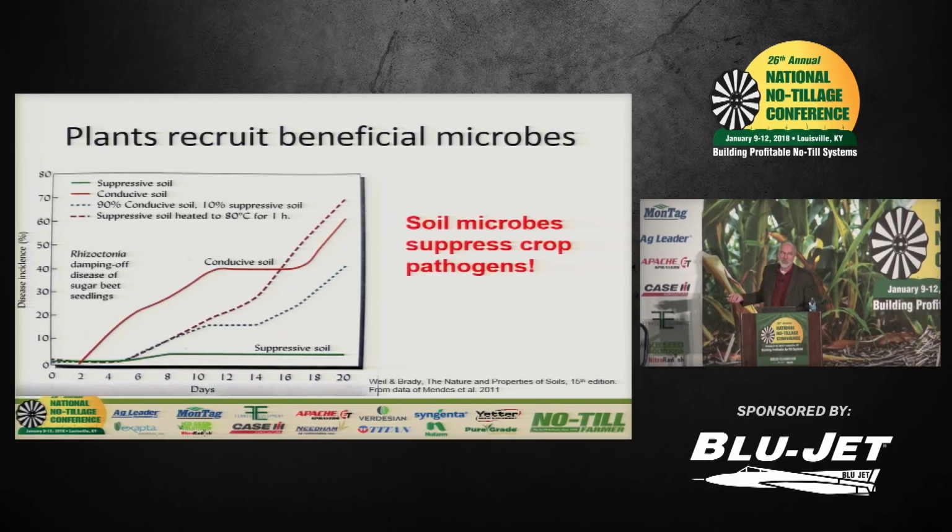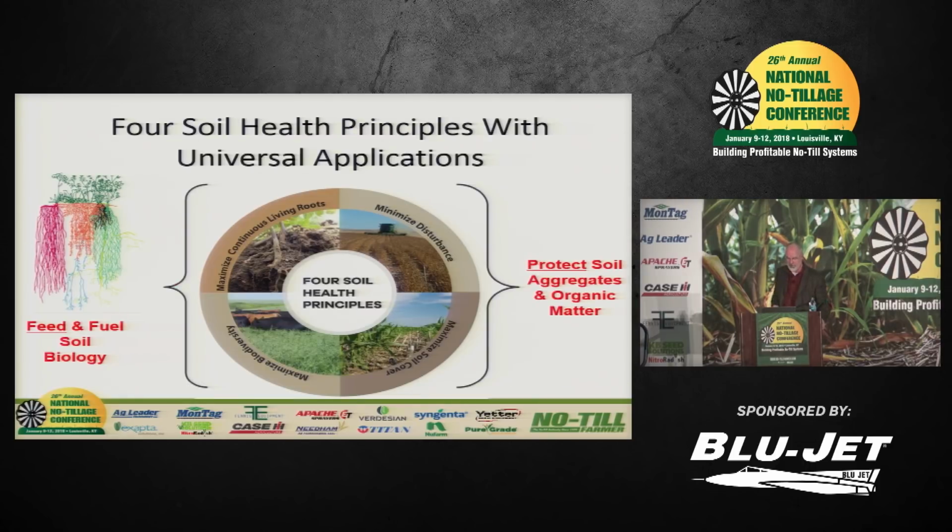We've known about suppressive soils for 100 years. But what they did is they heated this suppressive soil really hot, killed everything in it, and they turned it into this line right here. What does that indicate? The suppressiveness was coming from something living in the soil. So there were organisms in the soil, microorganisms in the soil that were suppressing the fungal pathogen that caused damping off, in this case of beets. Healthy soils are important, functioning soils are important.